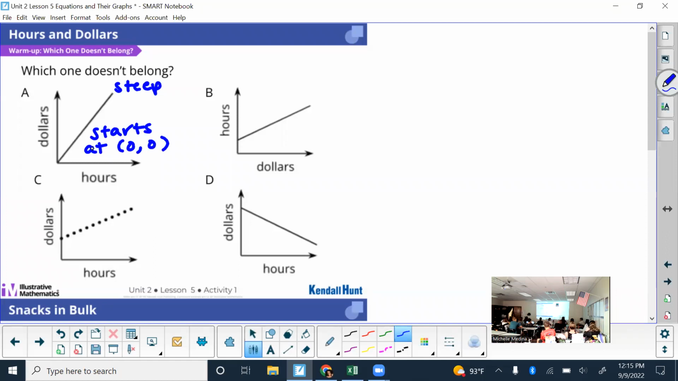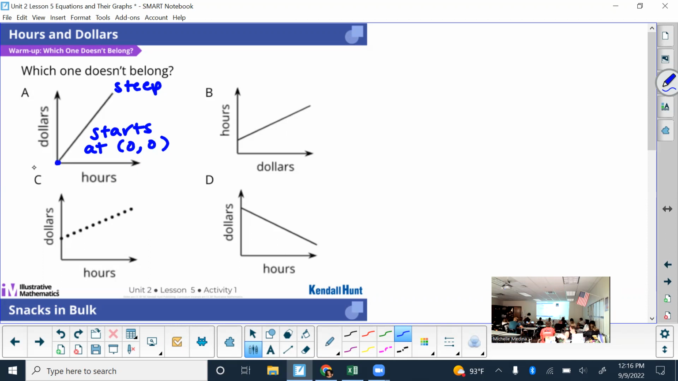So is what he's saying valid? Is this line steeper than the other? And is it the only one that starts at 0, 0? Where is 0, 0? That's the origin. Good, also known as the origin. So that is a good observation and reason why A doesn't belong.